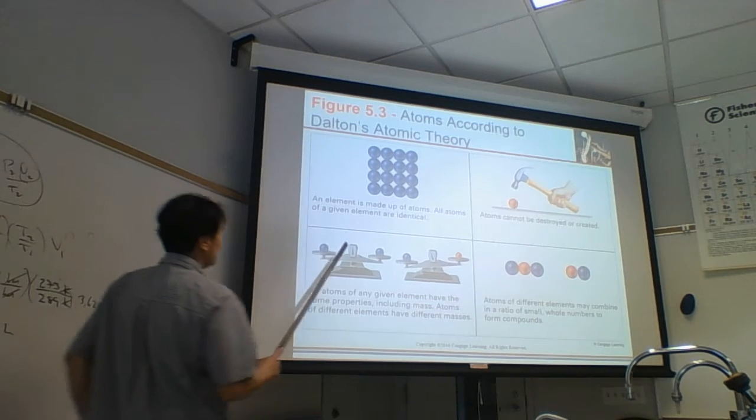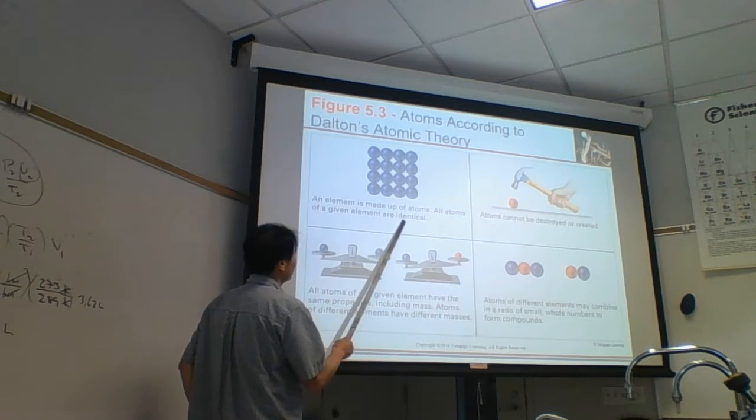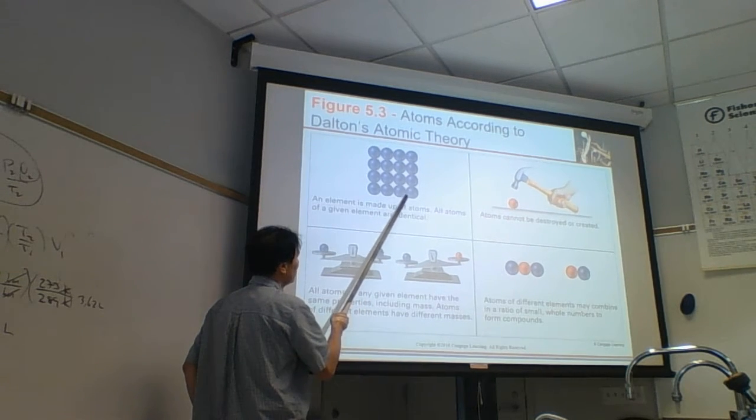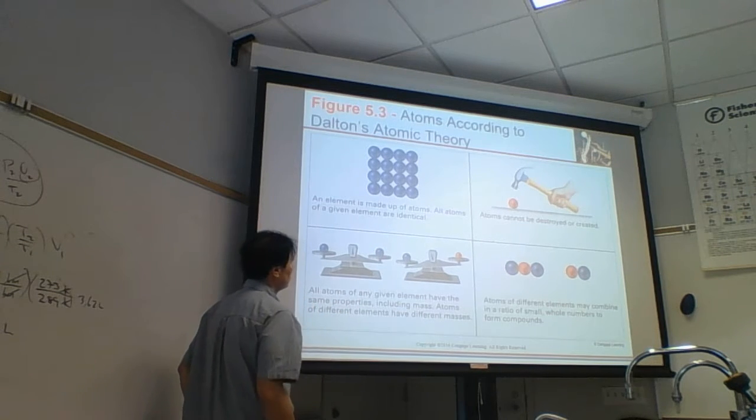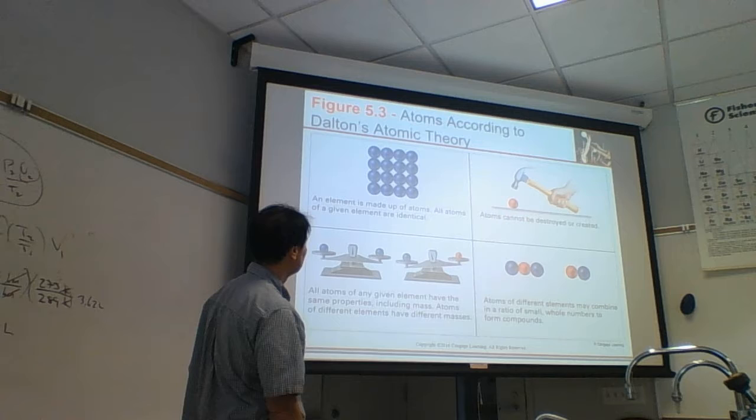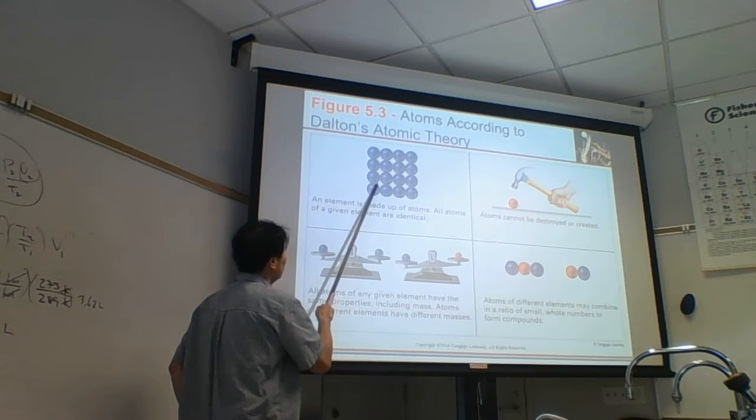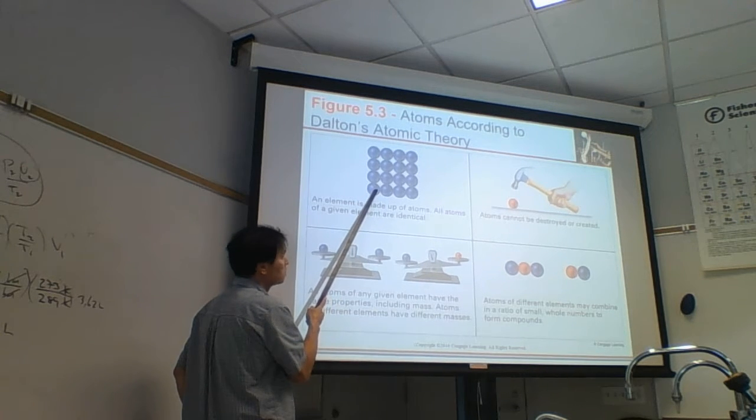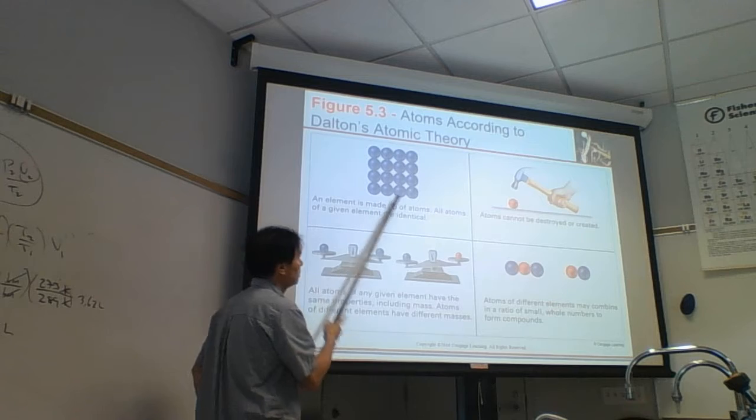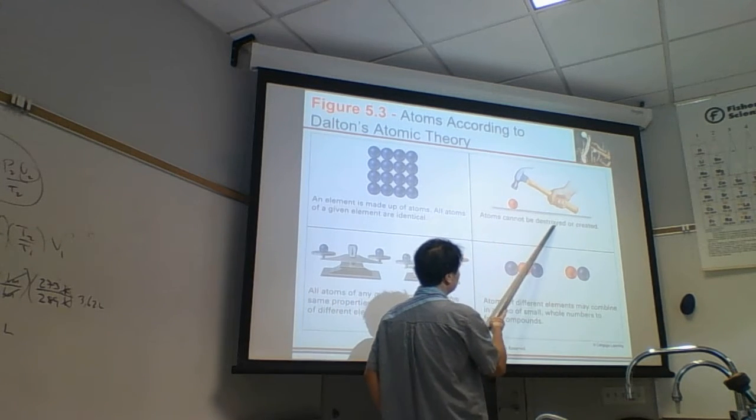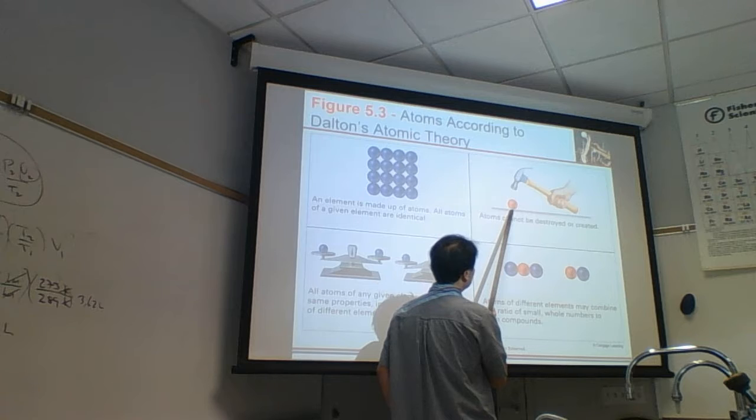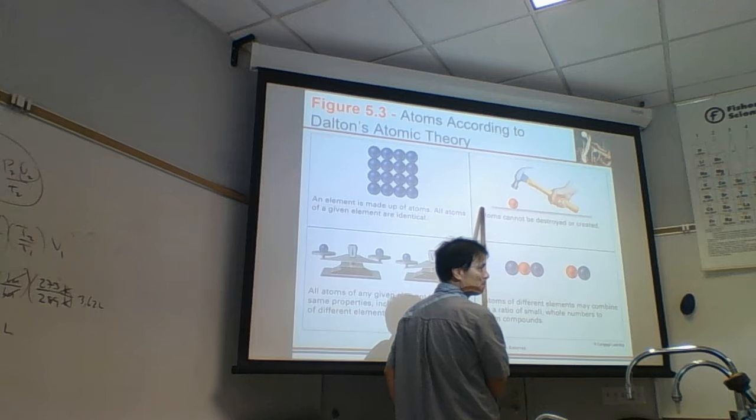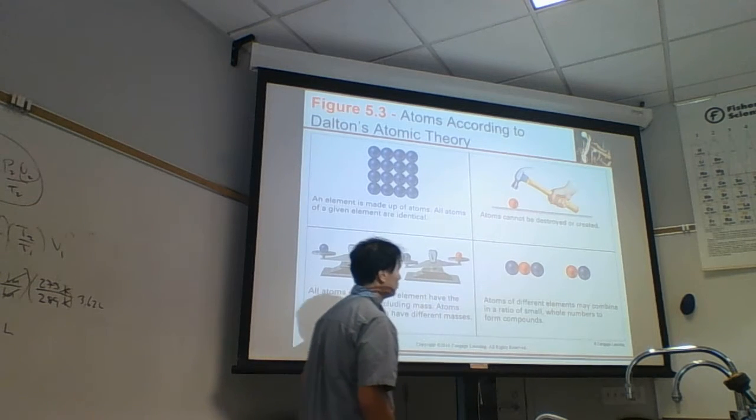An element is made up of atoms. All atoms of a given element are identical. Well, some weigh a little bit more, some weigh a little bit less. We'll talk more about that later. But otherwise, they're pretty close to being identical. If you look at that, is that solid, liquid, or gas? Solid. Is that amorphous or crystalline? Atoms cannot be created or destroyed in chemical reactions, but now we know in nuclear reactions, atoms might be created and destroyed from other atoms.